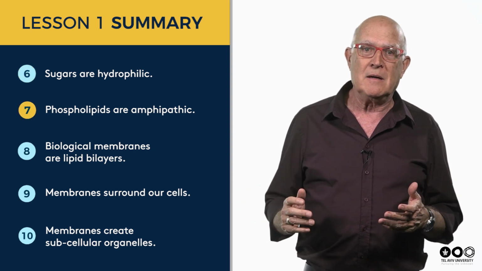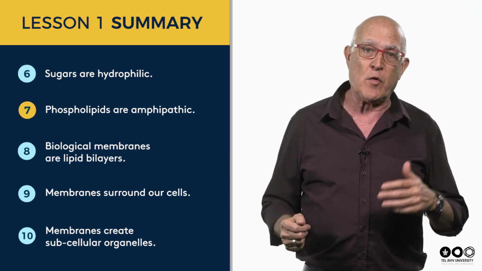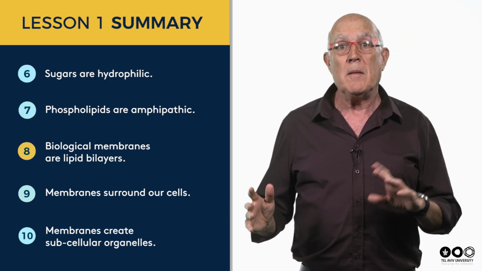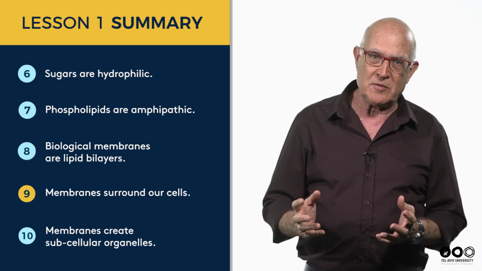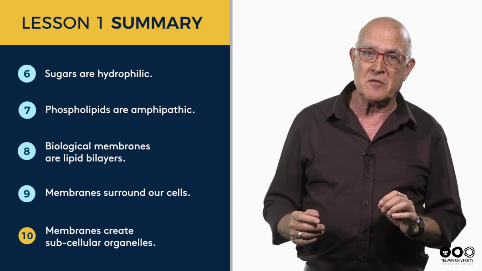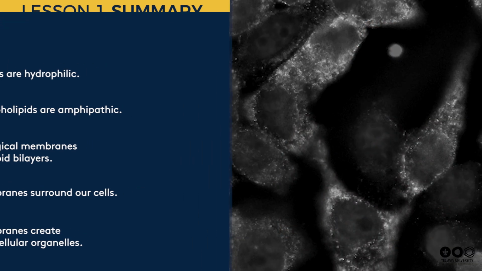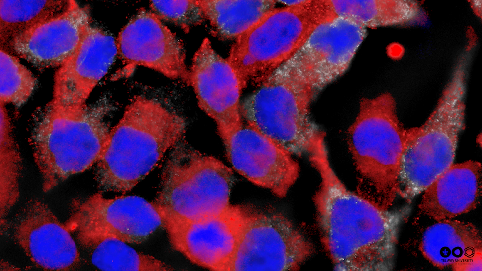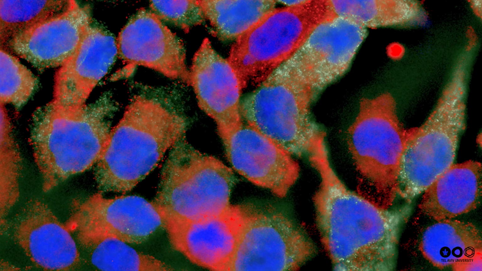Phospholipids are amphipathic. They have hydrophilic heads and hydrophobic tails. Biological membranes are lipid bilayers. Membranes surround our cells. Membranes can create subcellular compartments called organelles. Here, the nucleus is stained blue. We can appreciate the limits of cells by staining the outer cell membrane and identify specific organelles, like the endoplasmic reticulum here in green. The following concept map further explains the interrelationships between the terms we've just learned.